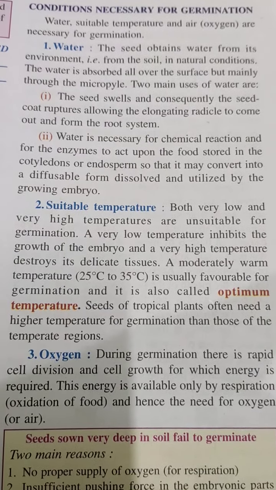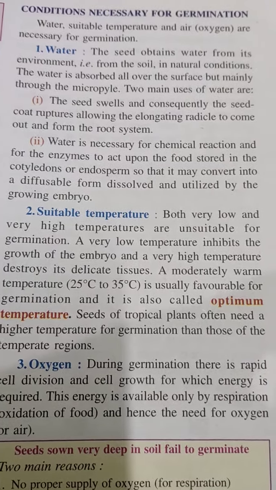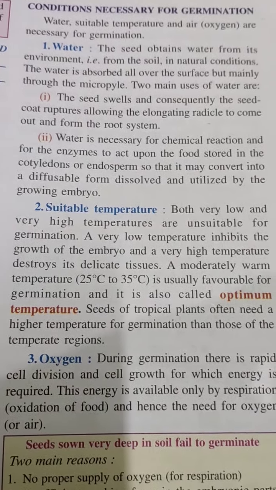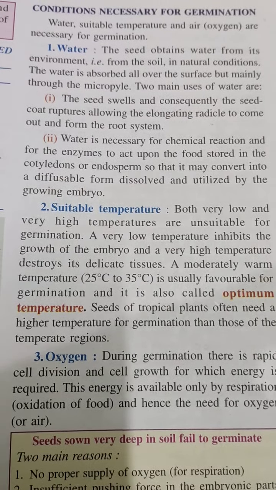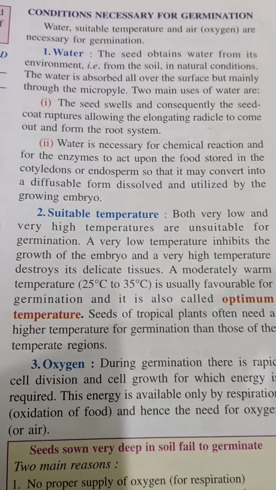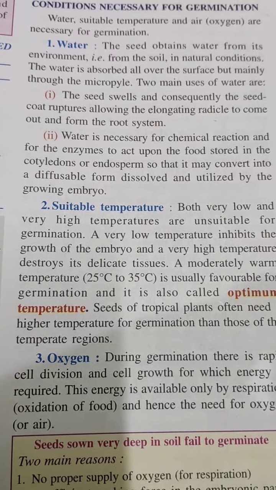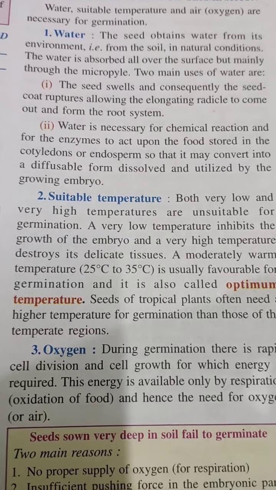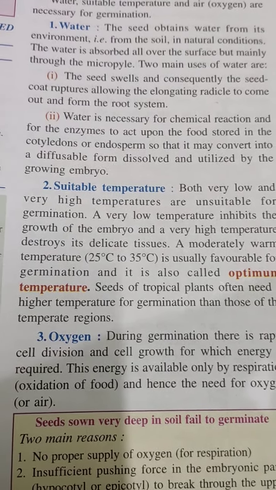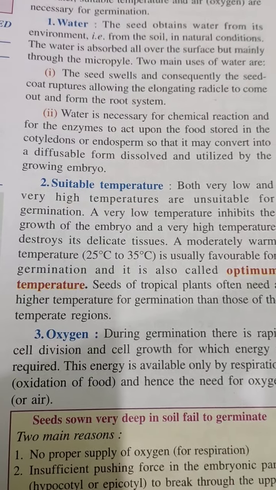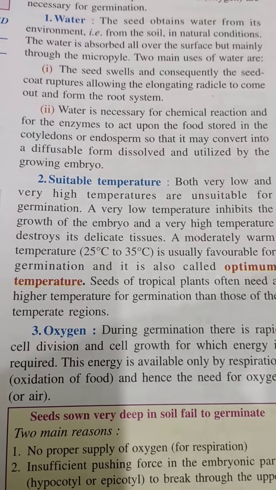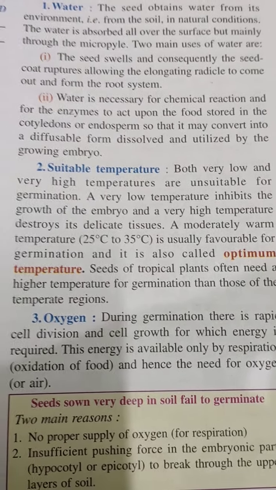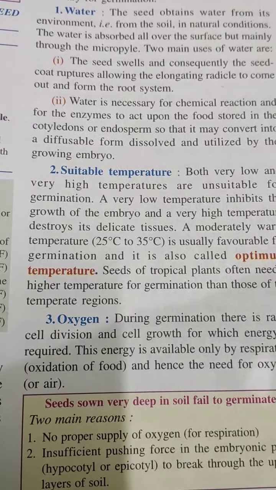First one, we all have this idea that water is the most important natural condition required for germination. The two main uses of water are: the seed swells and consequently the seed coat ruptures, allowing the elongating radicle to come out and form the root system. Water is necessary for chemical reactions and for the enzymes to act upon the food stored in the cotyledons or endosperm so that it may convert into a diffusible form, dissolved and utilized by the growing embryo.